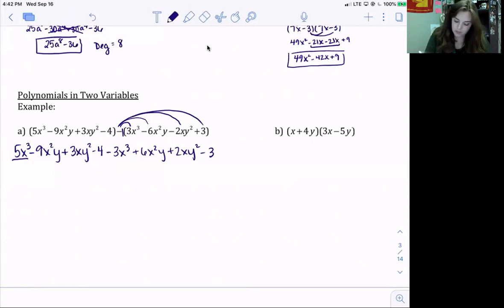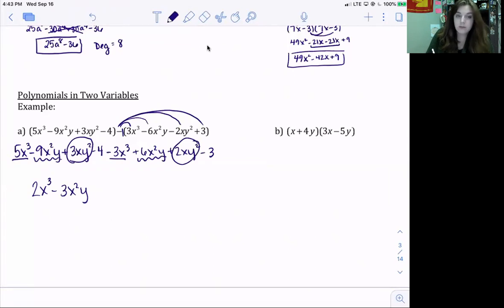So 5x cubed minus 3x cubed is 2x cubed. Negative 9x squared y can combine with 6x squared y to give us negative 3x squared y. Then we have 3xy squared can combine with 2xy squared to give us a positive 5xy squared. And then lastly, negative 4 minus 3 is a negative 7.